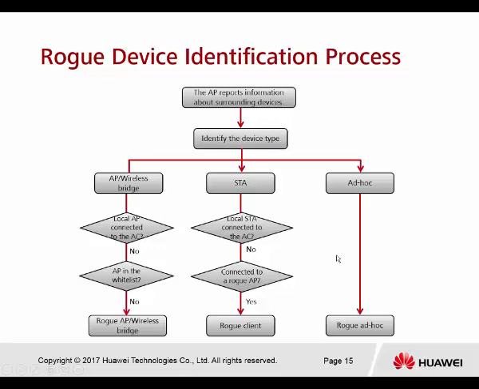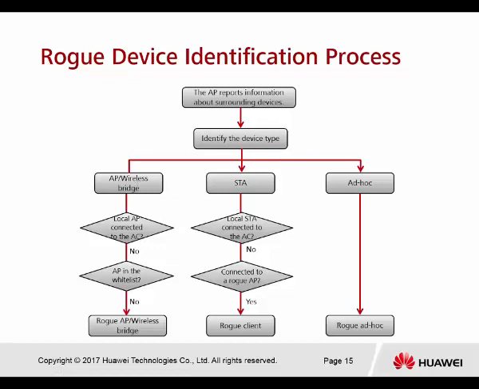The rogue device identification process. The AP reports information about surrounding devices. So to start, the AP will scan the surroundings and try to identify all the devices. First, they try to categorize all the devices. Does this device belong to the AP, wireless bridge, the STA, or the ad hoc? So let's start from the AP and the wireless bridge. Now they have already categorized this kind of wireless access as an AP.